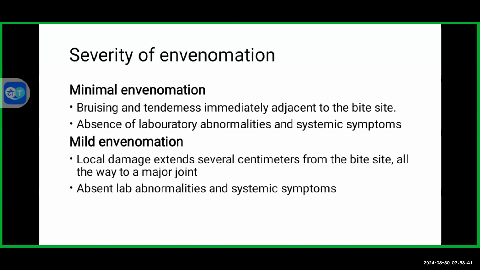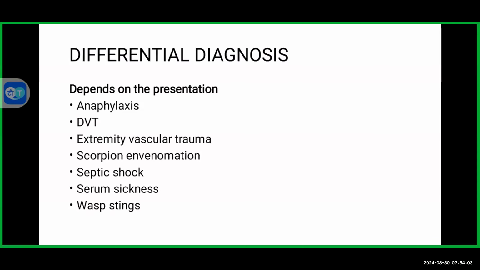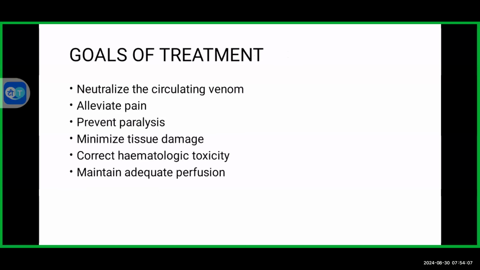So the severity will be mild envenomation when the local damage extends several centimeters from the bite site all the way to a major joint, but there are no lab abnormalities or systemic symptoms. Moderate when it extends beyond 2 joints with non-life-threatening systemic symptoms, and then severe when there are life-threatening systemic symptoms like airway swelling, paralysis and bleeding. Okay, so these are some differentials, which depend on the presentation of the patient.